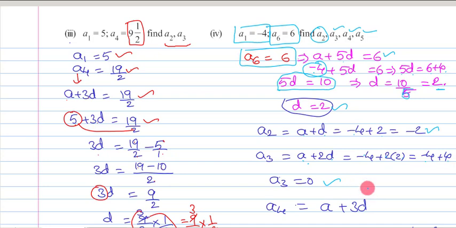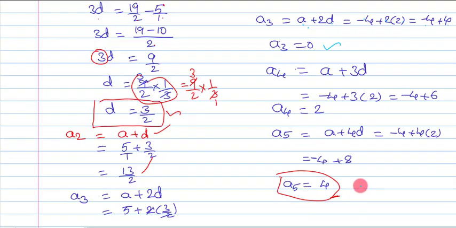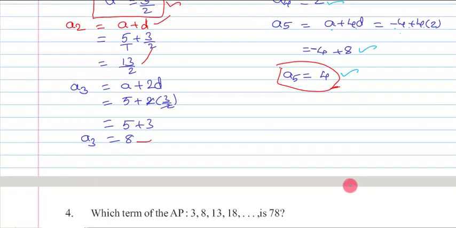Similarly, a4, that means the fourth term, is a plus 3d. So a is minus 4 plus 3 into d, which is 2. So minus 4 plus 6. That is, the fourth term you get is 2. And a5, if you apply a plus 4d, that is minus 4 plus 4 into 2. That means minus 4 plus 8. From this, you get a5 as 4. That means the fifth term is 4.